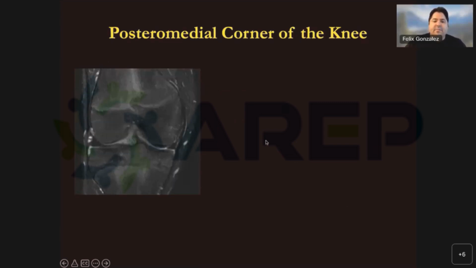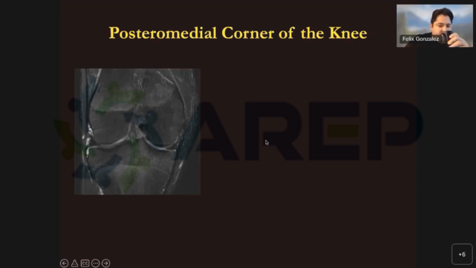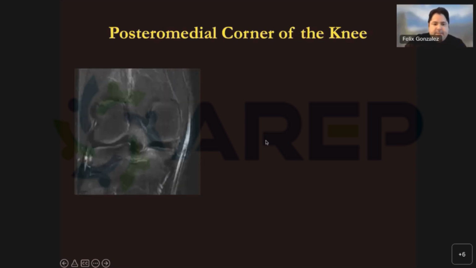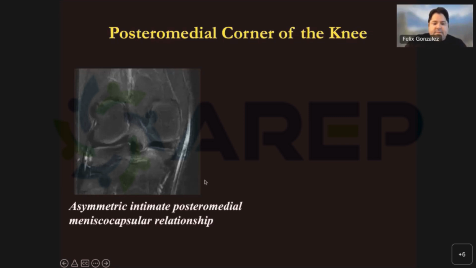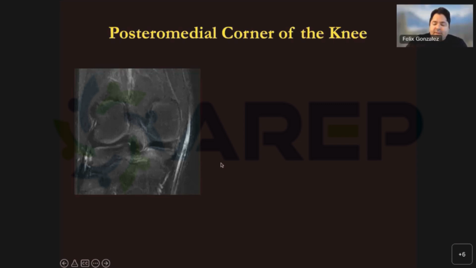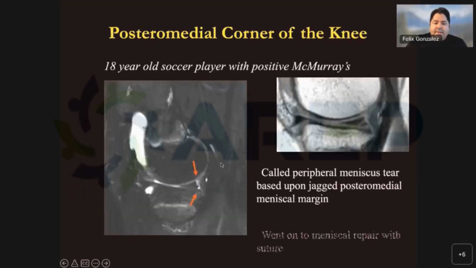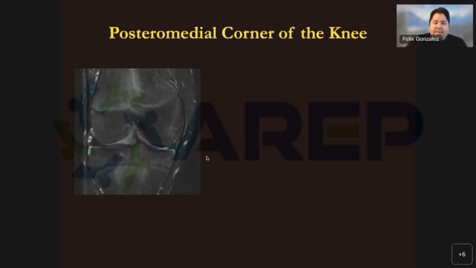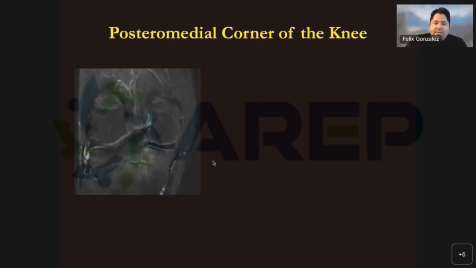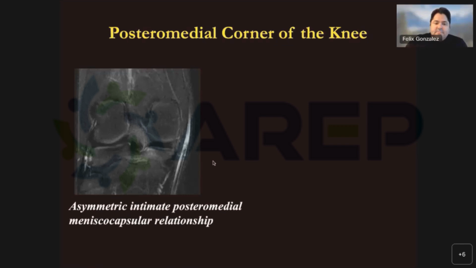So here's another example of the posterior medial corner of the knee. And you can see how there's an asymmetric, intimate posterior medial meniscal capsular relationship. Let's just go back there one more time and show you that once again. Just bear with me here. So basically, this is the lateral aspect of the knee. Here's the medial aspect of the knee. We're going anterior to posterior. I just want to show you how intimate that relationship is posteriorly. And you can see back here, basically, how much.